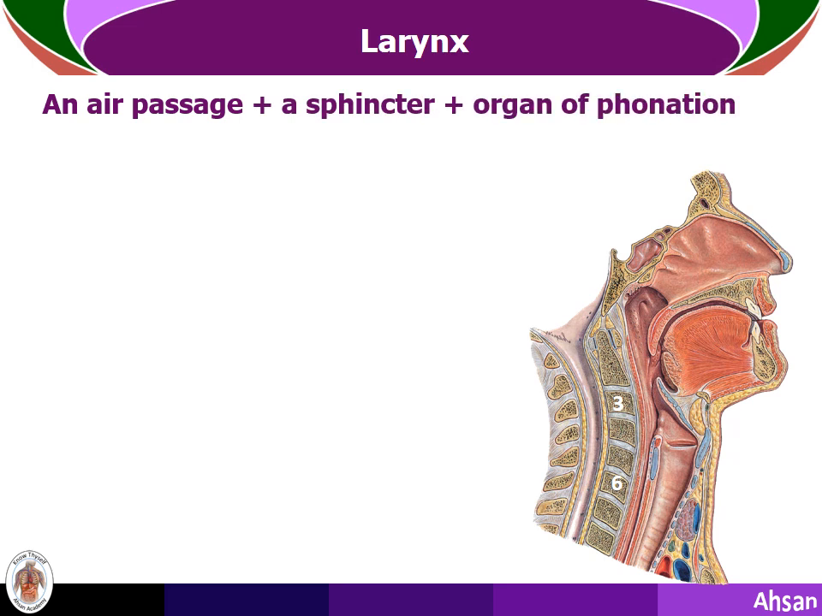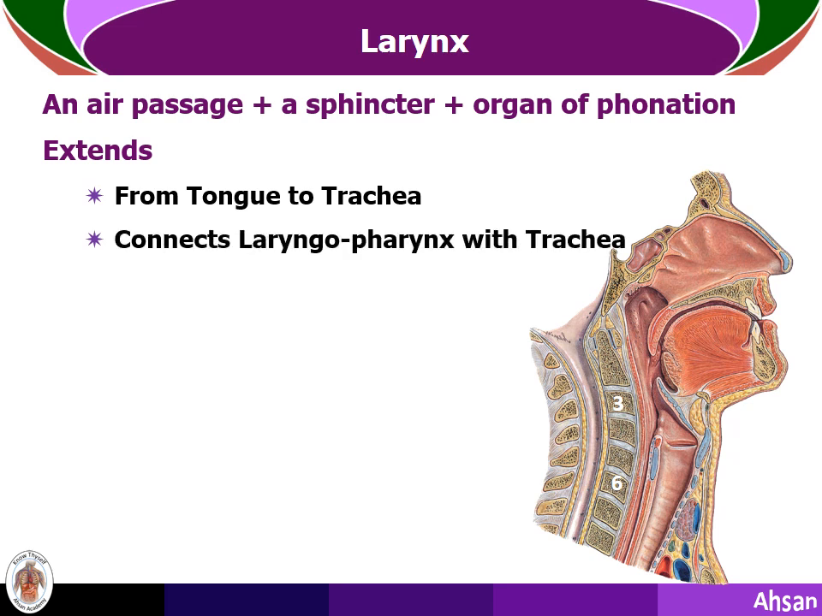Larynx is the part of the airway that works as the sphincter, meaning it controls the air passing through by contraction, and it is the organ of phonation. It extends from the dorsum of the tongue to the trachea, the beginning of the trachea. It is connected proximally to the laryngopharynx.